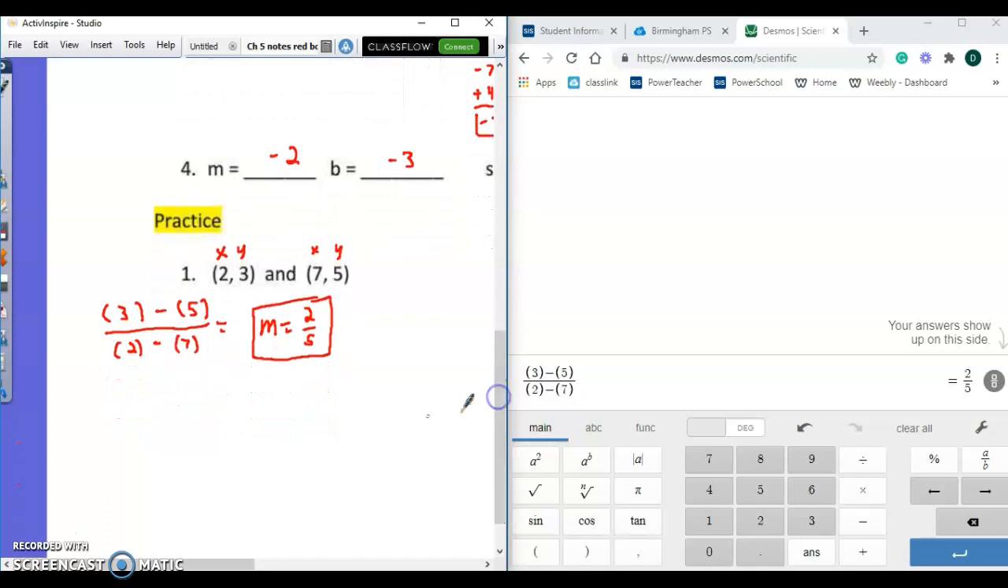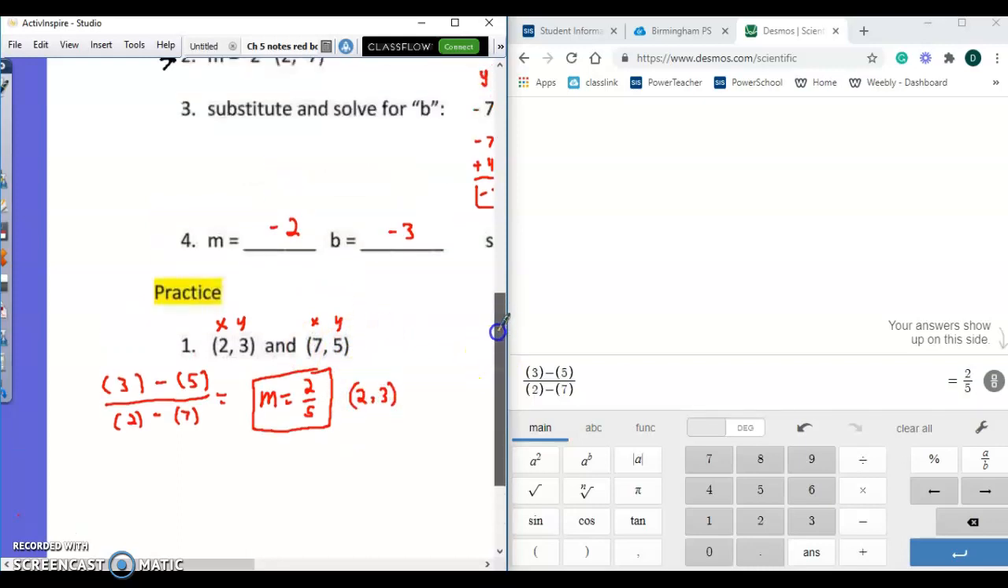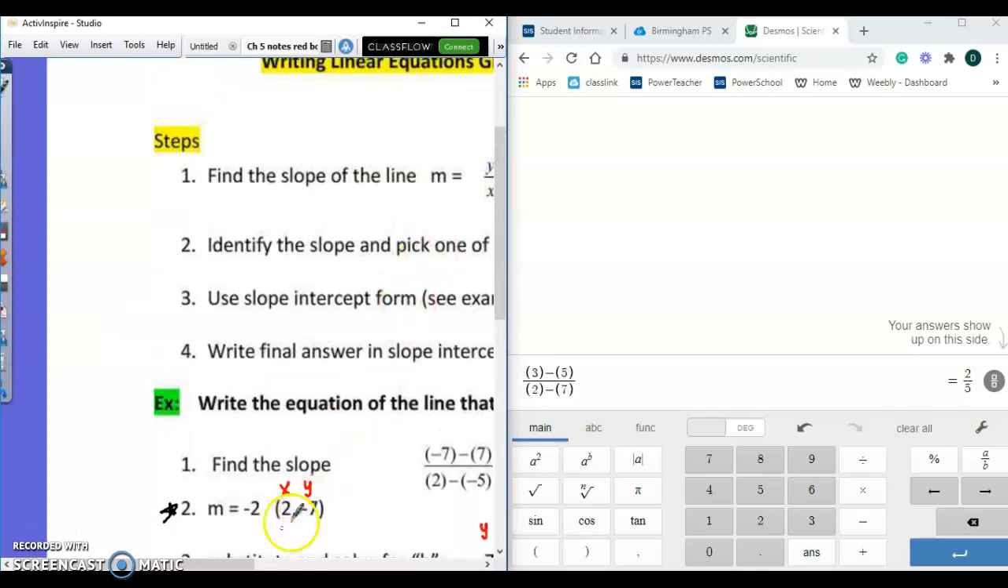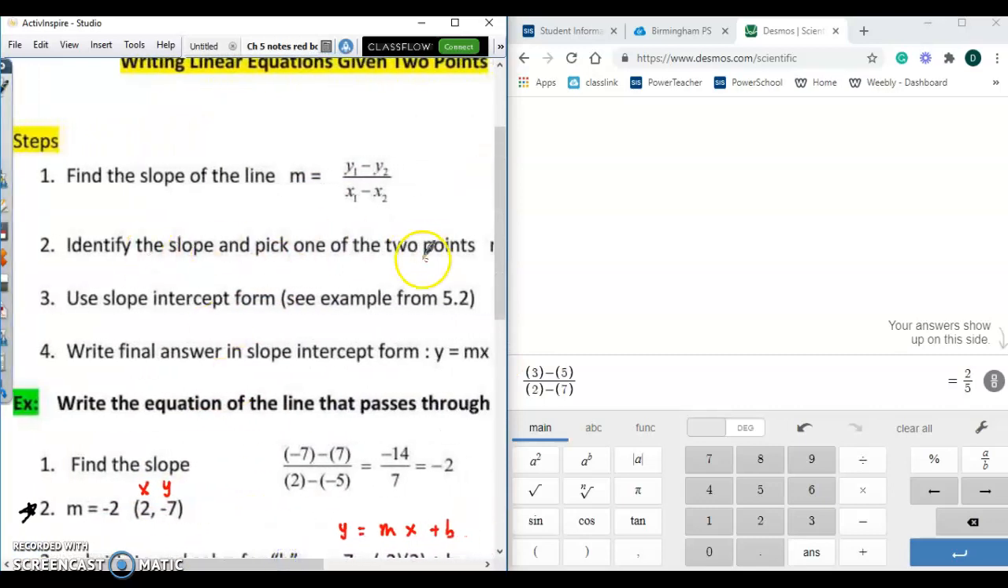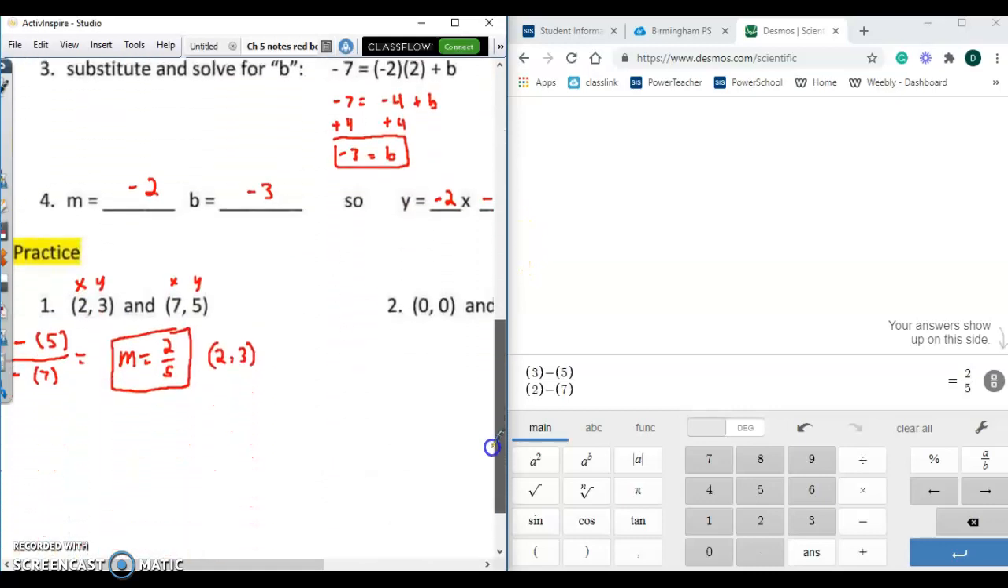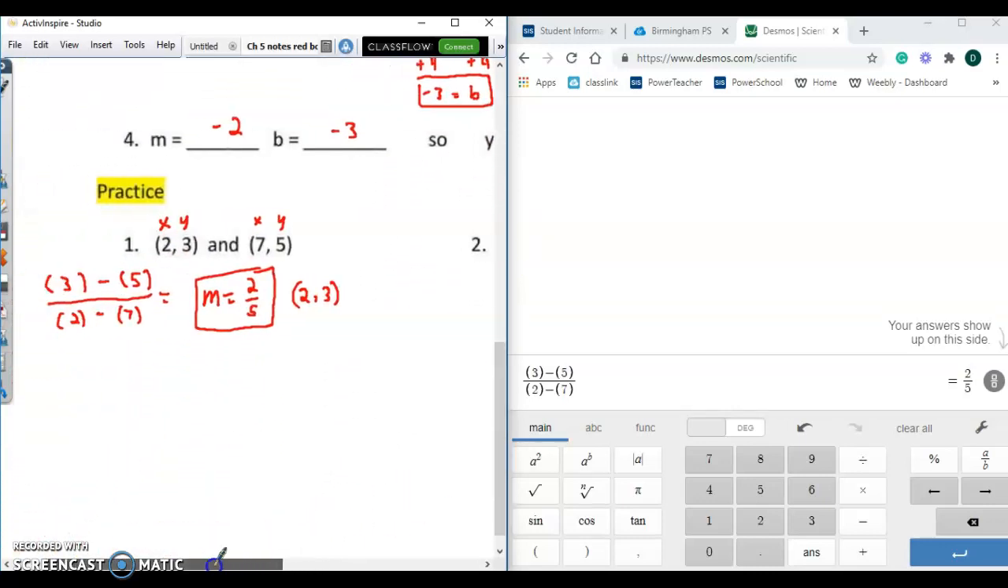All right, so the other piece that we need is either the 2, 3, or the 7, 5. I'm going to use the 2, 3. All right, now, after we do that, so we identified the slope and we picked one of the 2 points. Now we're going to use the slope-intercept form. So now I can type in and substitute my information.